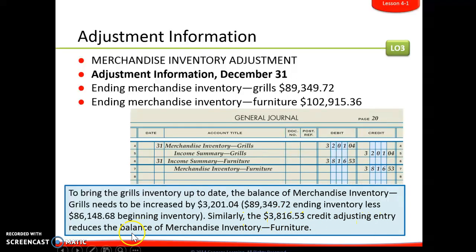$3,816.53 credit adjusting entry reduces the balance of merchandise inventory. So the reason that these don't look the same is because one is increasing merchandise inventory and one is reducing merchandise inventory. So this adjustment is going to depend on whether we are increasing or reducing that merchandise inventory. Okay?